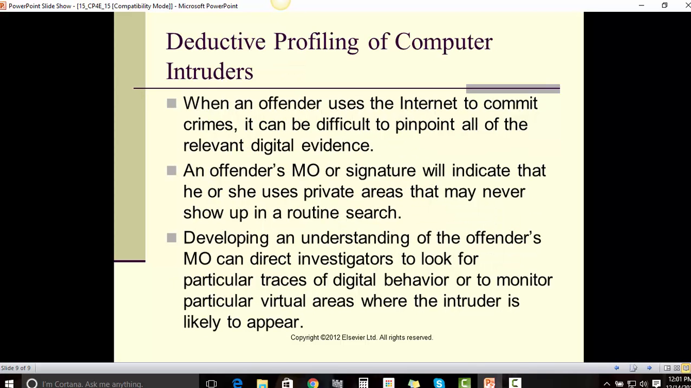Deductive profiling of computer intruders. When an offender uses the Internet to commit crimes, it can be difficult to pinpoint all of the relevant digital evidence. An offender's MO or signature may indicate that he or she uses private areas that may never show up in a routine search. Developing an understanding of the offender's MO can direct investigators to look for particular traces of digital behavior or to monitor particular virtual areas where the intruder is likely to appear.